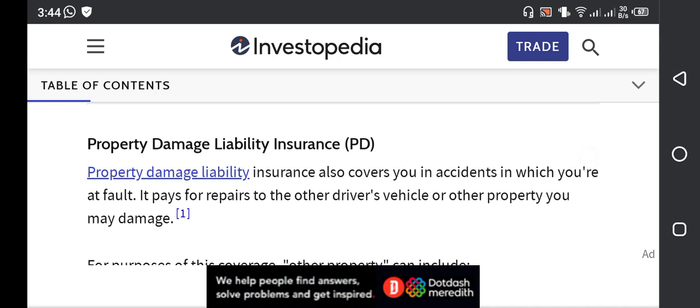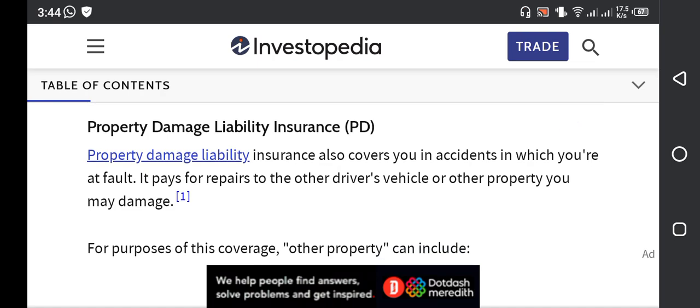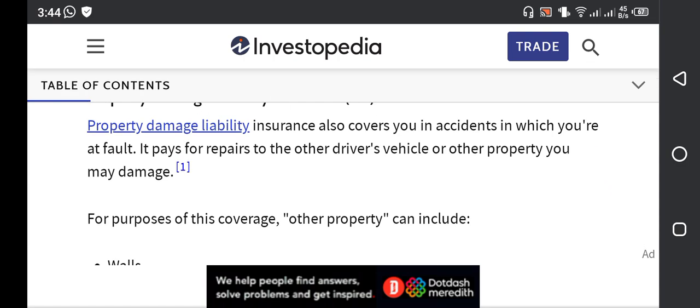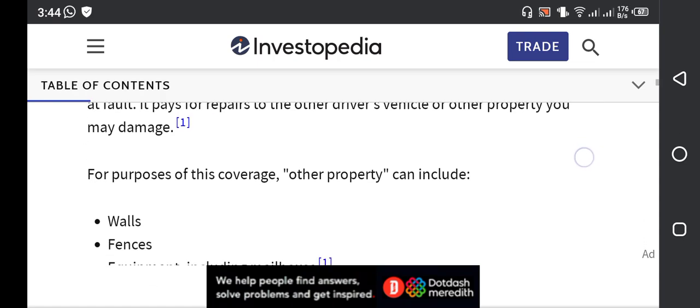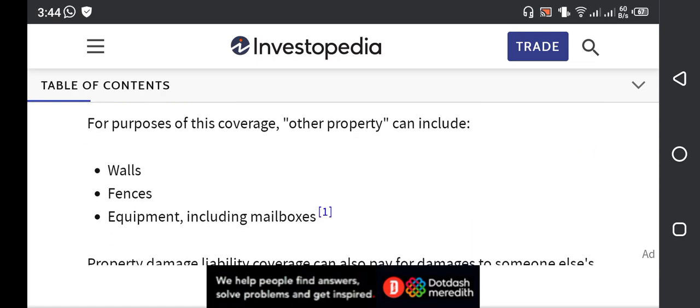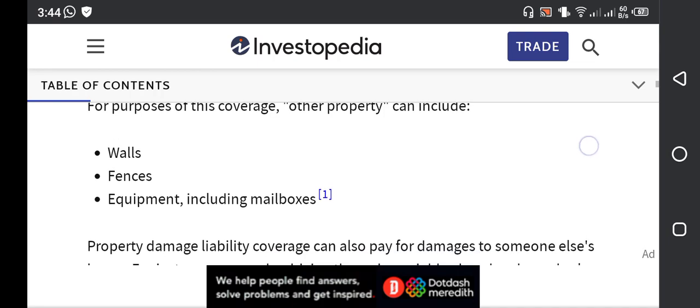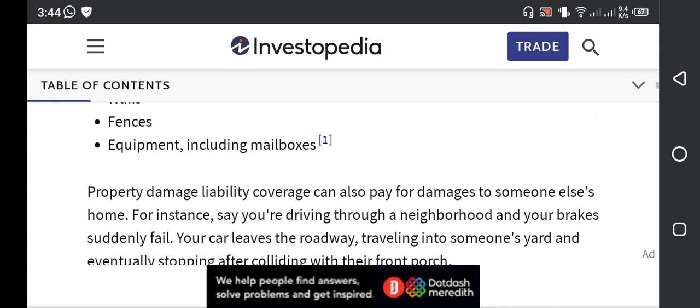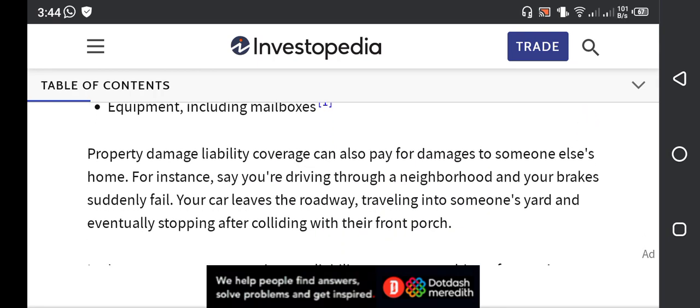Property damage liability insurance. Property damage liability insurance also covers you in accidents in which you are at fault. It pays for repairs to the other driver's vehicle and other property you may damage. For purposes of the coverage, other property can include walls, fences, and equipment, including mailboxes. Property damage liability coverage can also pay for damages to someone else's home.